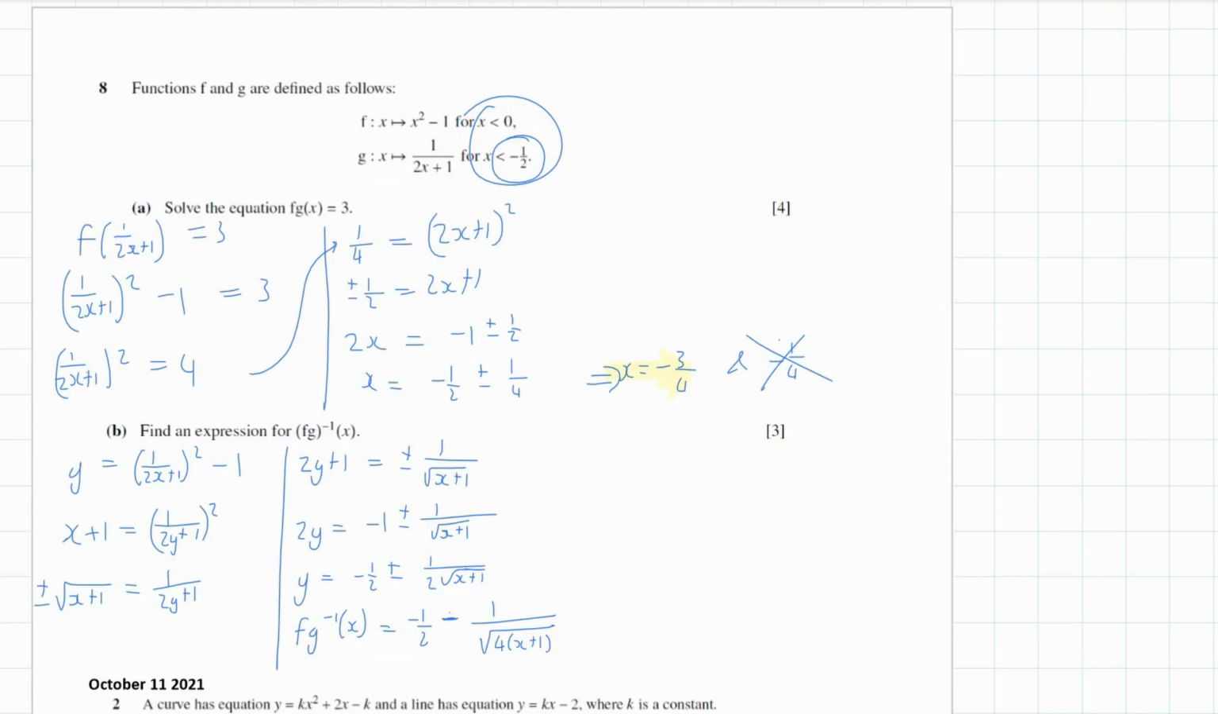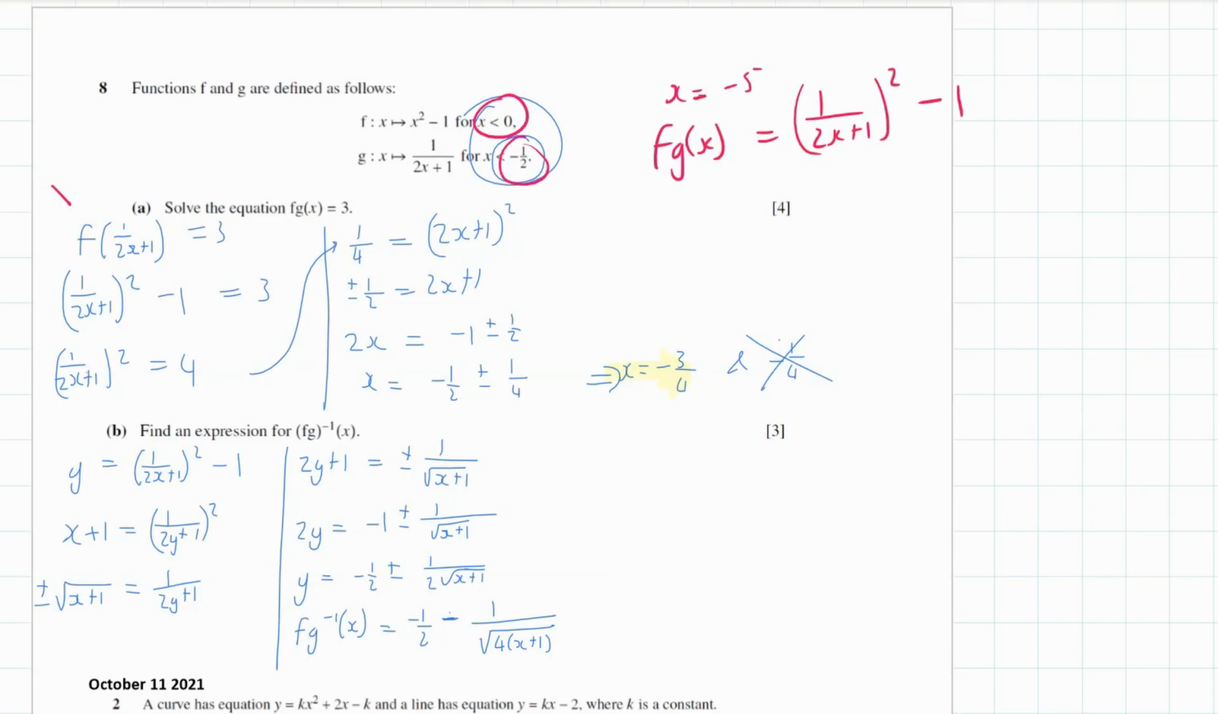Now, as promised, let's just check. So if we're only allowed to put in numbers less than minus 1/2 in here, so why don't we just chuck in a number like, just make life easy for ourselves, minus 5, okay? X equals minus 5. Okay, so we pop it into our original function f(g(x)), which is, what did we say it was? 1 over 2x plus 1, all squared minus 1. Okay, so we pop that in there.